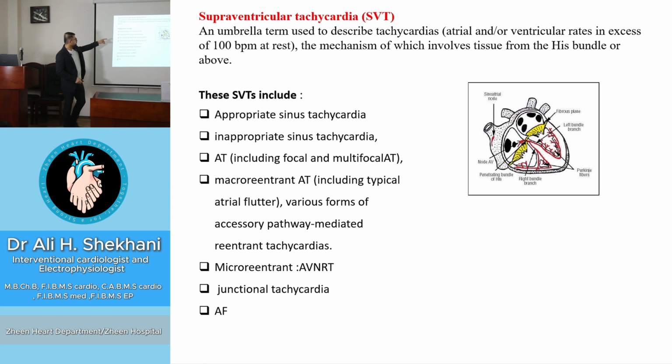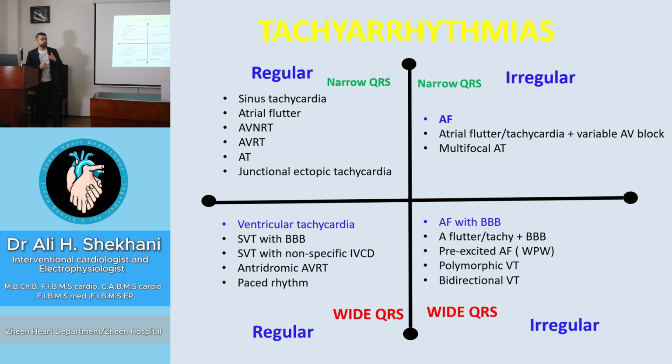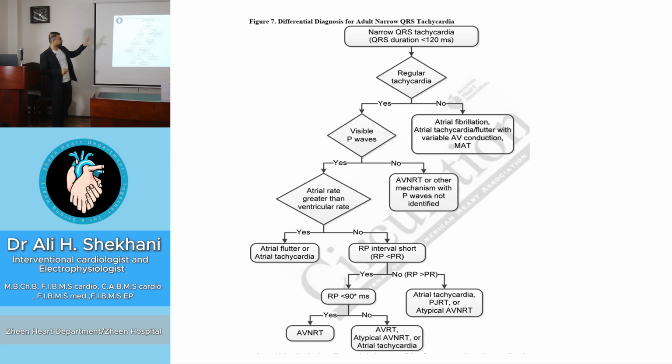As I mentioned, all the tachycardias we called SVT. In general, tachyarrhythmia could be regular, could be irregular, and could be narrow, could be wide. And each one of them has several differential diagnoses. So let me start with narrow complex tachycardia. This algorithm is very important. If you apply it for any narrow complex tachycardia, I can say 80% you can recognize any tachycardias.